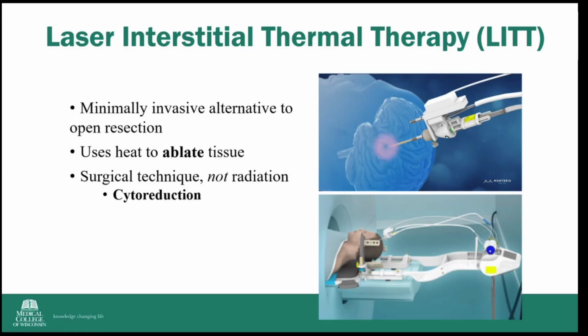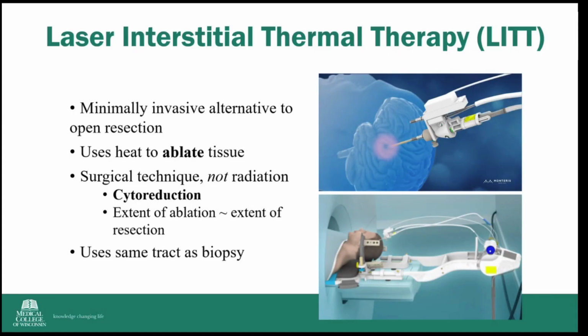The goal of the procedure is cytoreduction, basically to reduce the number of cancer cells as quickly as possible. And extensive ablation, or how big a treatment zone you get, is thought to be about equivalent to extensive resection. So if you can ablate 100% of the tissue, it's about the same oncologically as resecting 100% of the tissue. This is sort of our current working theory, but has not been rigorously proven.